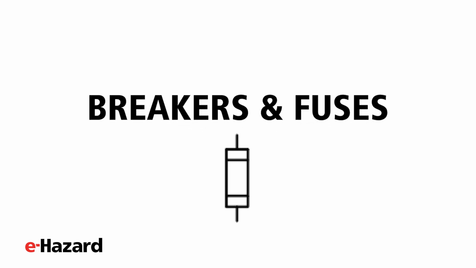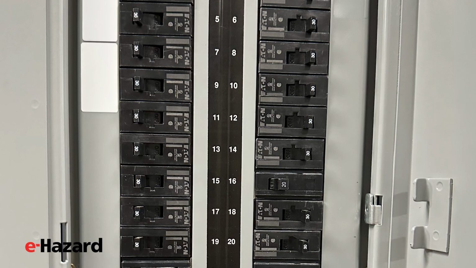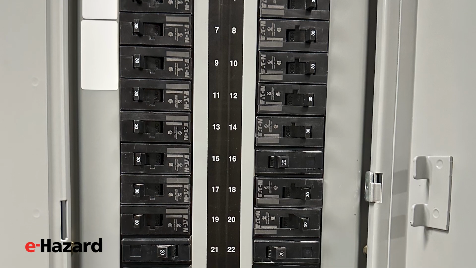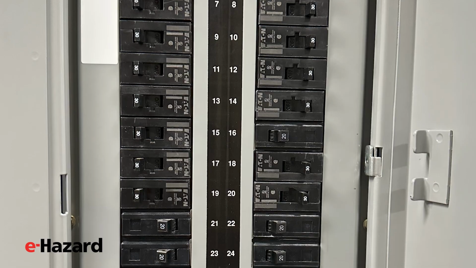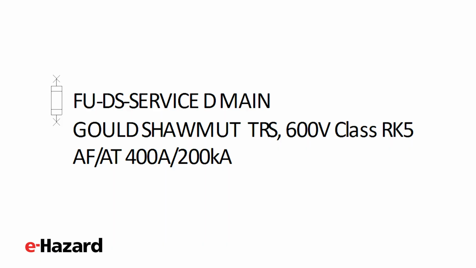Breakers and fuses. Circuit breakers are shown as a small square or an X across the single line. Fuses appear as a small rectangle. Both serve as overcurrent protection devices. They interrupt the circuit if too much current flows. You'll often see the breaker's ampere rating, like 400 amp or 1200 amp, and its interrupting capacity, like 65 kAIC, and other breaker settings noted nearby.